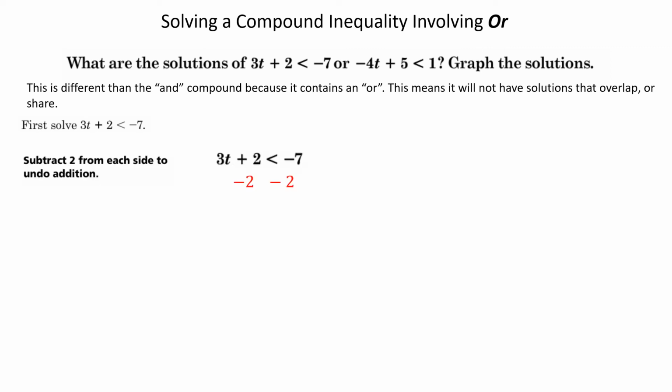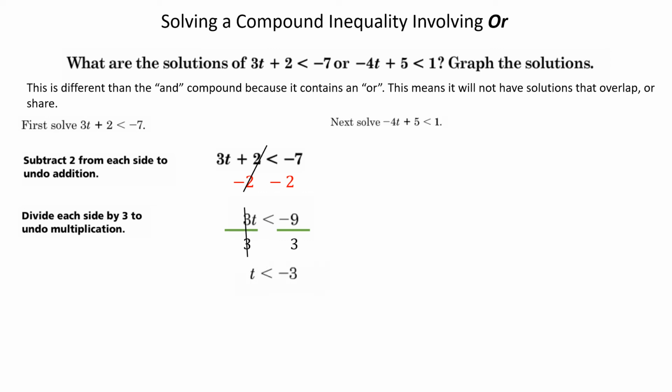So all you want to do is first solve the 3t plus 2 less than -7. We're going to subtract the 2 from both sides. We're going to have 3t less than -9. Then we're going to have to divide by 3. So this gives us t is less than -3. Now let's do the other one. -4t plus 5. We're going to subtract the 5s. That leaves us with -4t less than -4. And then we're going to have to divide that by -4 on both sides.